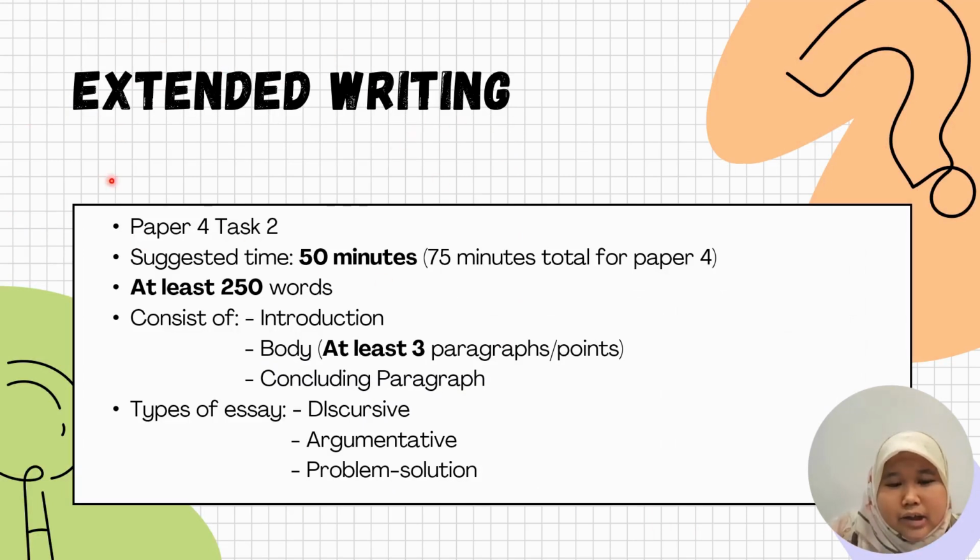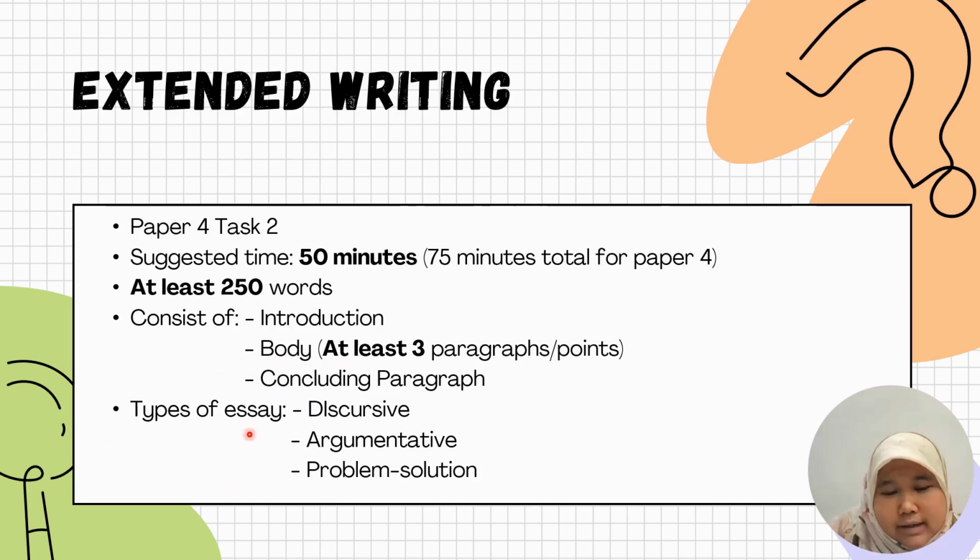Extended writing is found in the MUET Paper 4 Task 2, and the suggested time to do this extended writing is 50 minutes out of 75 minutes for that total paper. You have to write at least 250 words, and it consists of three components: the introduction, the body paragraphs, where you have to have at least three paragraphs or three main points, and the concluding paragraph.